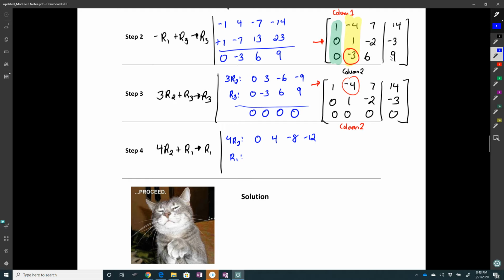But anyway, we have 1, negative 4, 7, and 14. So we add those up and we get 1, 0, negative 8 plus 7 is negative 1, and negative 12 plus 14 is positive 2. So I have 1, negative 4, 7, 14.